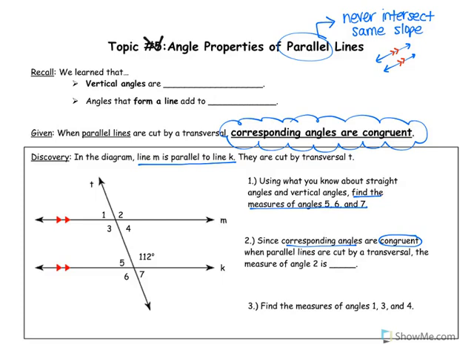This is a typo. It should say topic number 7, angle properties of parallel lines. So just a recap of what you learned in Algebra 1, parallel lines are never going to intersect and they're going to have the same slope. And if you look at this little picture I drew over here, those little red arrows on lines means that they are parallel, and that means that they'll never intersect.